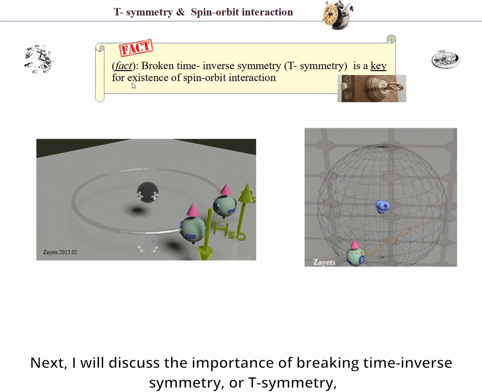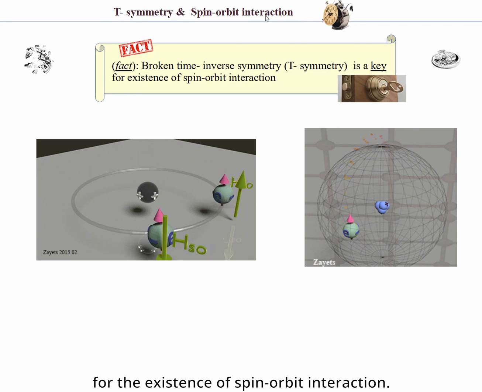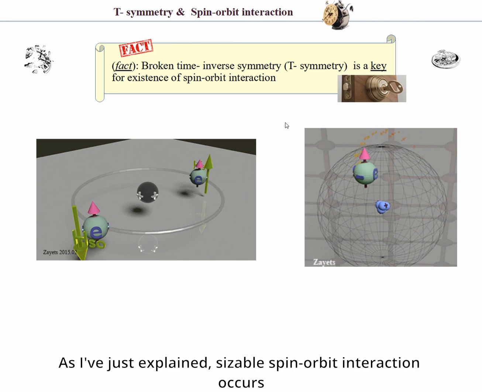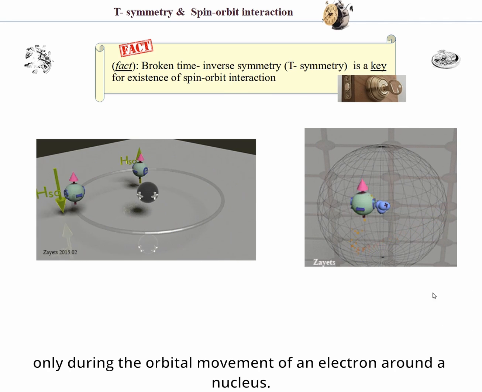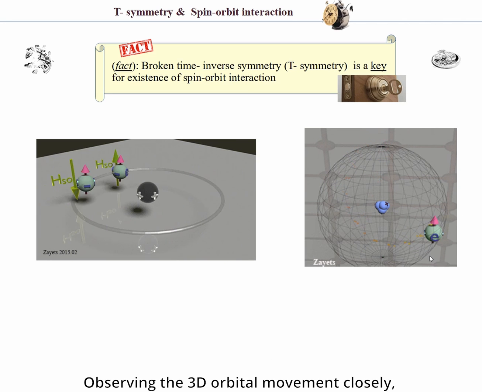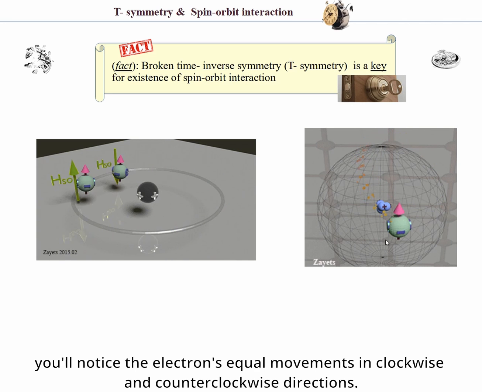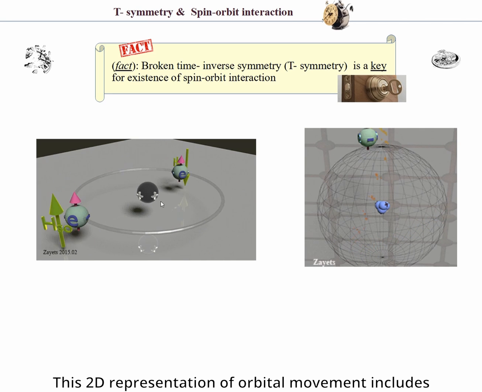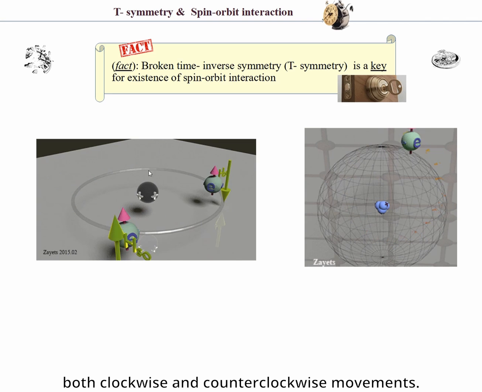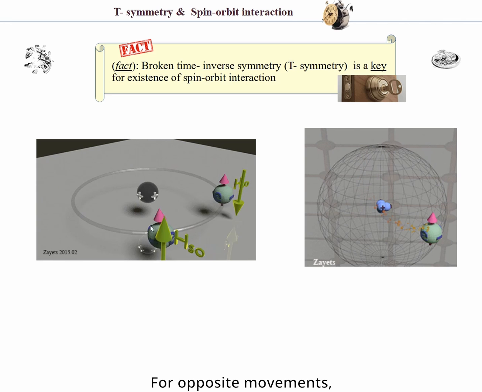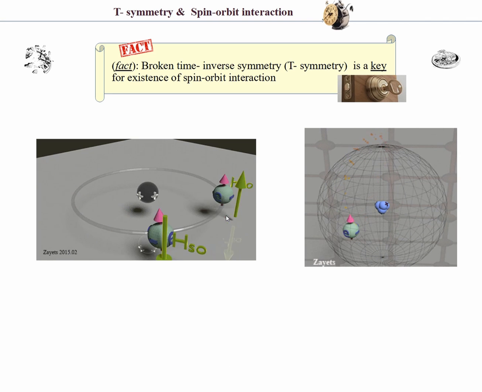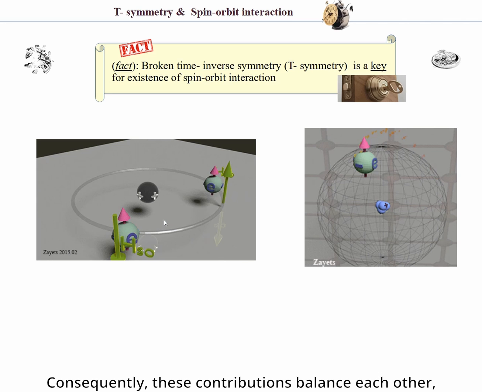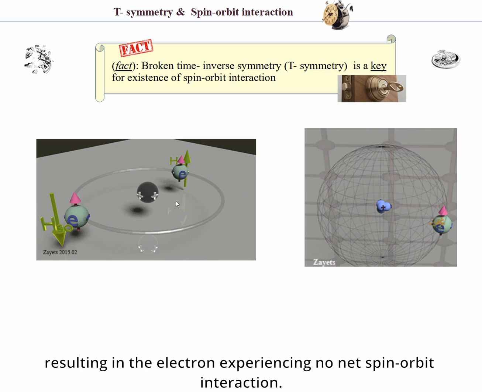Next, I will discuss the importance of breaking time inversion symmetry, or T-symmetry, for existence of spin-orbit interaction. As I have just explained, sizable spin-orbit interaction occurs only during the orbital movement of electron around a nucleus. Observing 3D orbital movement closely, you will notice the electron's equal movements in clockwise and counterclockwise directions. This 2D representation of orbital movements includes both clockwise and counterclockwise movements. For opposite movements, the direction of magnetic field of spin-orbit interaction is also opposite, as shown by green arrows. Consequently, these contributions balance each other, resulting in the electron experiencing no net spin-orbit interaction.